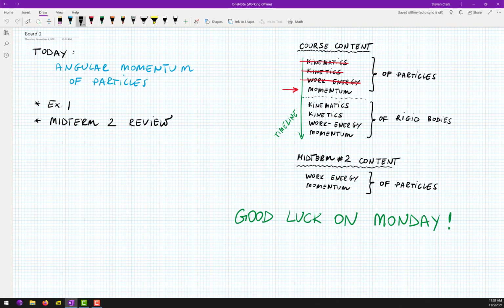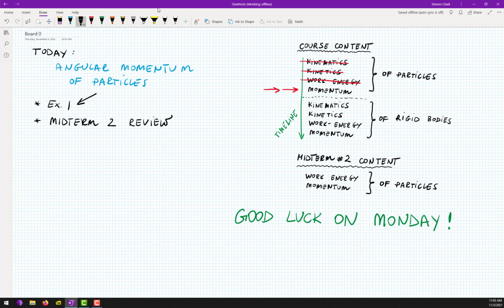Today we'll talk about the final thing that belongs to this chapter, momentum of particles. And this last thing that we're going to talk about is angular momentum of particles, which, by the way, is not on midterm 2. We're just going to do one example anyway, and after that example, we will talk about the midterm 2 review.